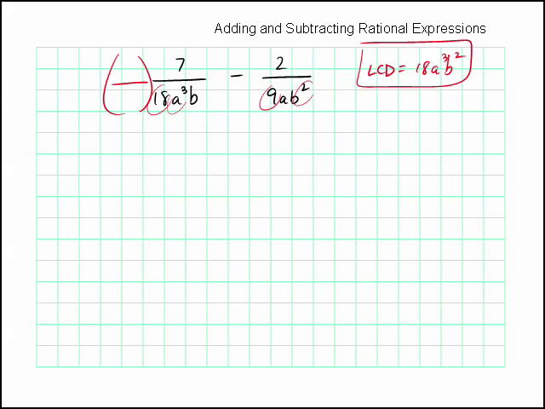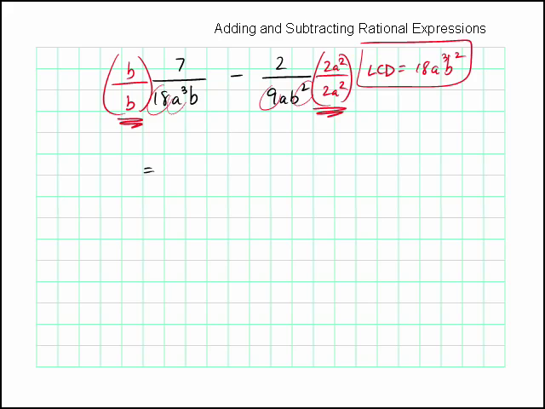To get the LCD in the denominator for this fraction, I'm going to have to multiply this by just b over b. That's all it needs. And this fraction needs to be multiplied by 2a squared over 2a squared. That will give me the least common denominator down there.